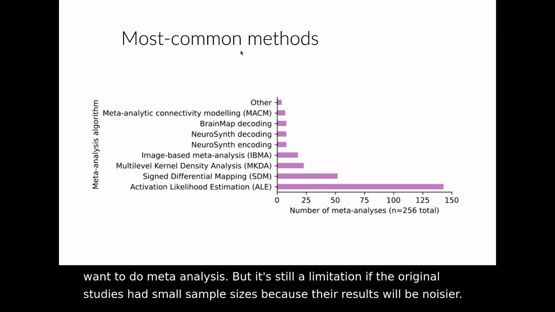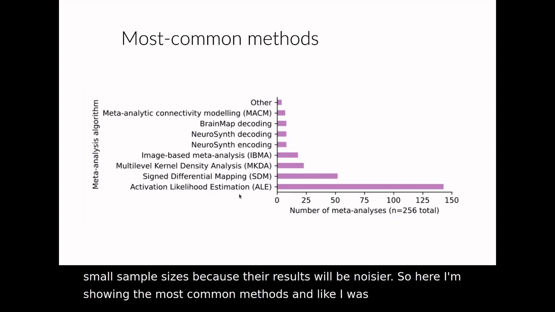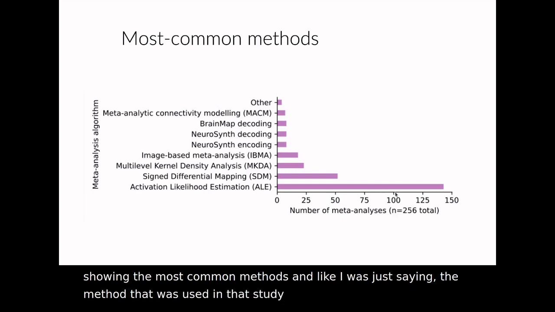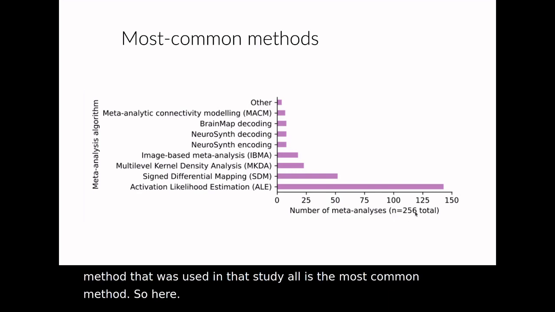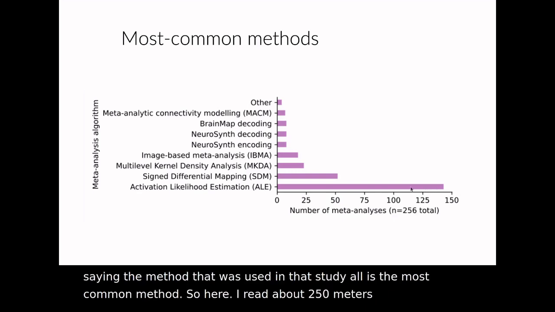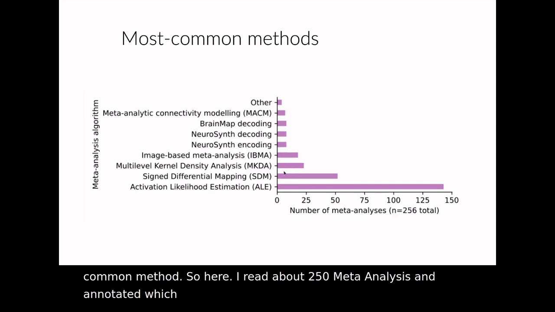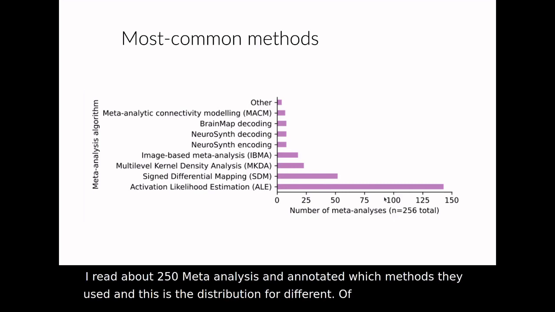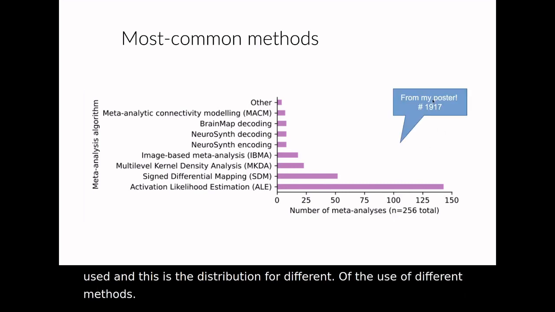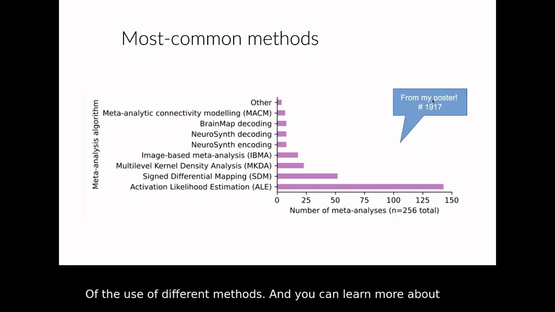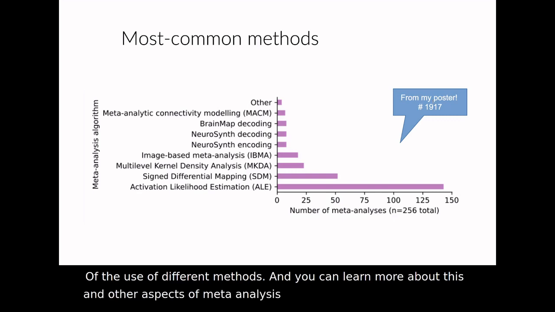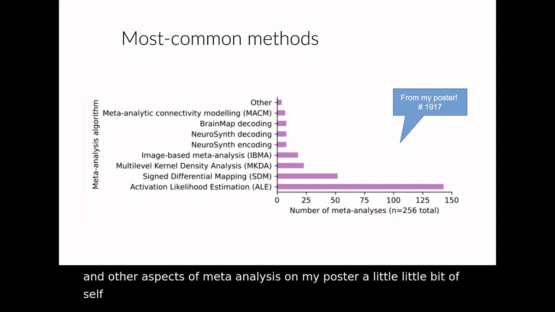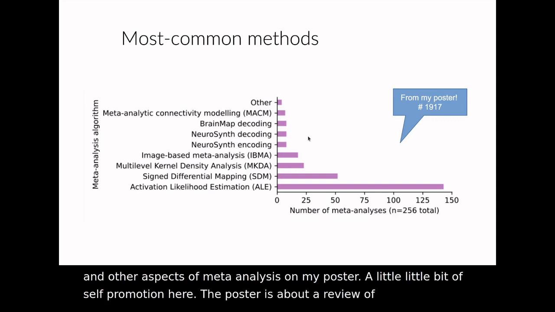So here I'm showing the most common methods, and like I was just saying, the method that was used in that study, ALE, is the most common method. So here I read about 250 meta-analyses and annotated which methods they used, and this is the distribution for the use of different methods. And you can learn more about this and other aspects of meta-analyses on my poster. A little bit of self-promotion here. The poster is about a review of neuroimaging meta-analyses.